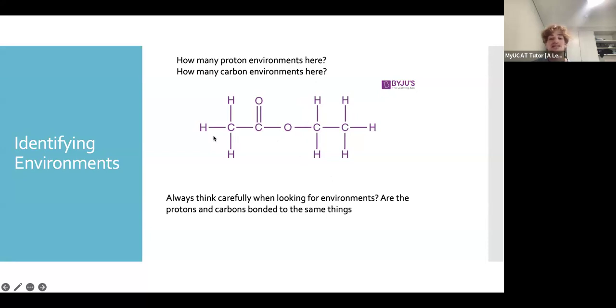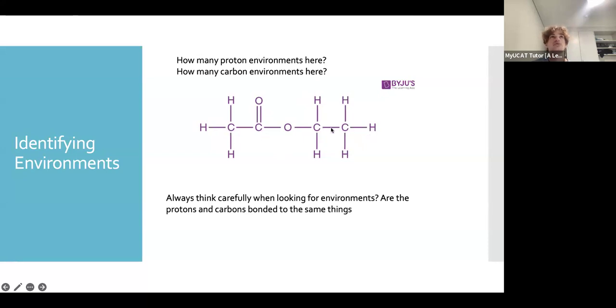So I've chosen this compound over here. It's an ester, ethyl ethanoate specifically. And I want you to have a look at it. We're going to start with carbon because that's a bit easier than proton NMR. But basically, count how many carbons are in this molecule. Hopefully, you get four. So one, two, three, four.